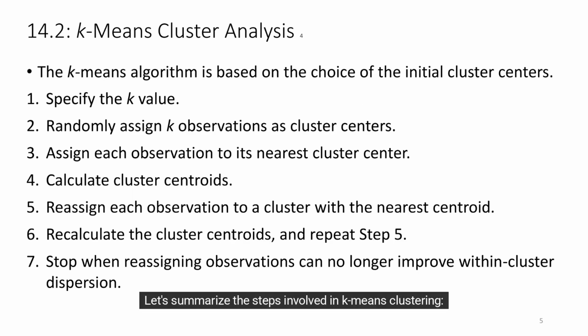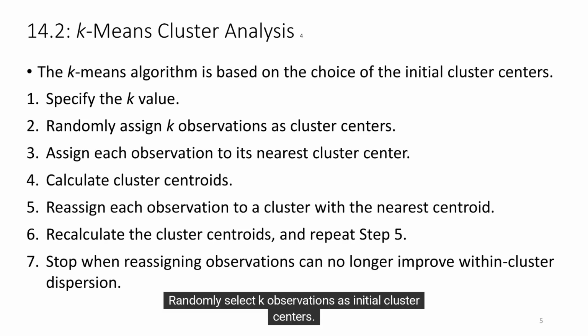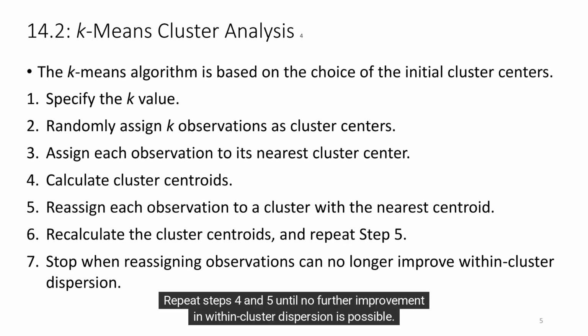Let's summarize the steps involved in k-means clustering. Specify the number of clusters k. Randomly select k observations as initial cluster centers. Assign each observation to the nearest cluster center. Calculate the cluster centroids based on current assignments. Reassign observations to clusters with the nearest centroids. Repeat steps 4 and 5 until no further improvement in within-cluster dispersion is possible. This iterative approach ensures that the clusters formed are as homogeneous as possible.